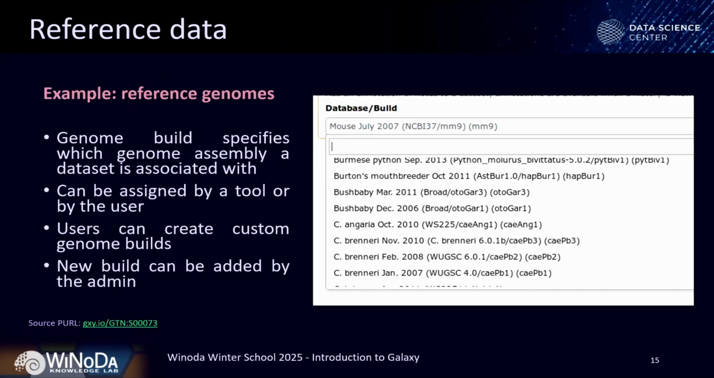We already have some reference data uploaded, for example, different reference genomes that are already there so that you don't have to waste your own storage space for that. You can create custom genome builds. New builds can be added by the administrators. If you think something is not that useful, something is missing, you can always ask people who do that.